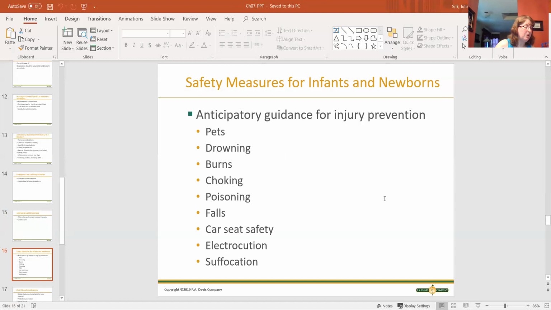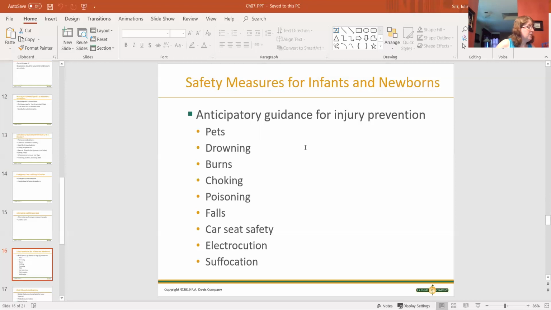So when we talk about safety measures for infants and newborns, there's a ton of things that we need to talk about. So one of the things they talk about is pets. So acclimate any pets to the new room setup before the baby is coming home. Make sure that the pet does not attempt to bite or unintentionally suffocate the infant, and never leave the infant alone with the pet. With drowning, never leave the infant alone in the water or near standing water. Don't leave the infant to answer the phone or doorbell. Keep the toilet lids closed and empty buckets immediately.